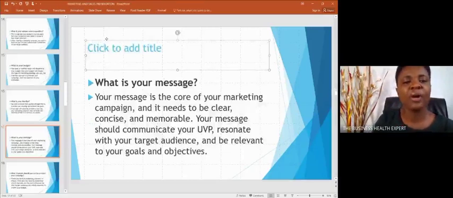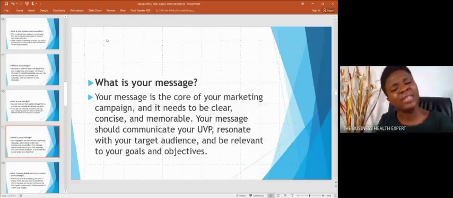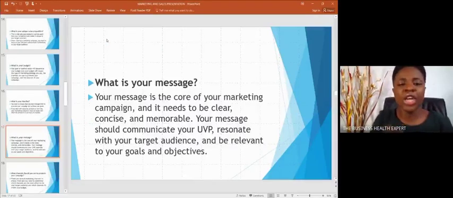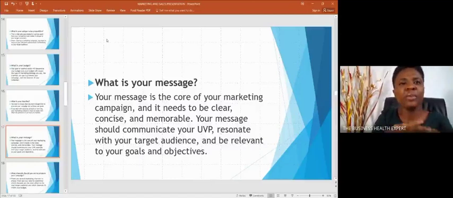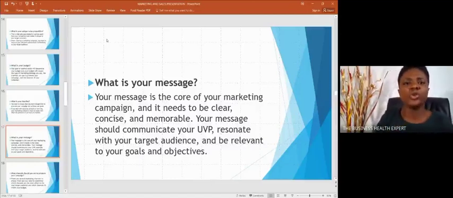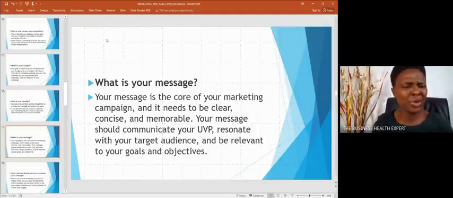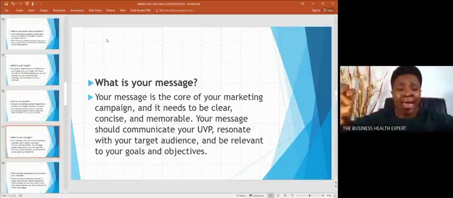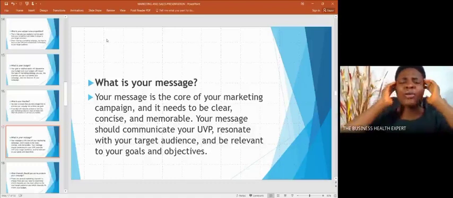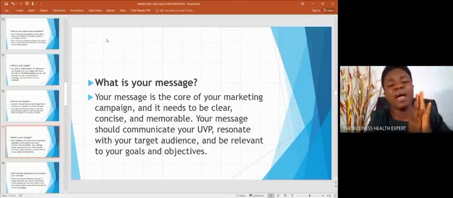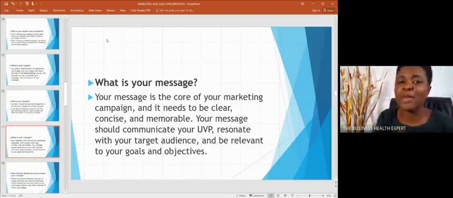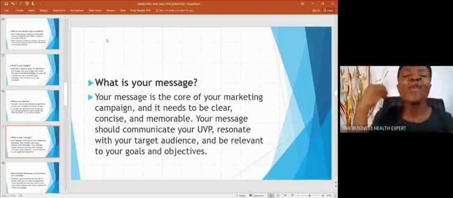Your message is the core of your marketing campaign. It needs to be clear, concise, and memorable. It should communicate your unique value proposition, that is the benefit. When people come to your business page to inquire about your business, they shouldn't be wondering what she's trying to offer, or what service he is offering. Don't join everything together. Be clear. Let's be concise. Let people know, when you think of Coca-Cola, you think of refreshment. When you think of KFC, you think of a good place for ambience. When you think of maybe one Buka restaurant, you think of quality Malang.